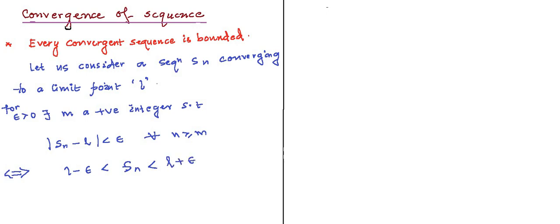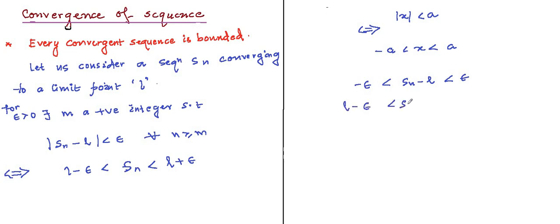If you do not know the meaning of mod or how to open mod, it says that if |x| is lesser than a, it means that x lies between minus a and a. We have used the same thing here. If you open this one, it looks like this: minus epsilon will be lesser than Sn minus L, and Sn minus L will be lesser than epsilon. If you send this L across, this will be L minus epsilon lesser than Sn, and on this side, L plus epsilon.